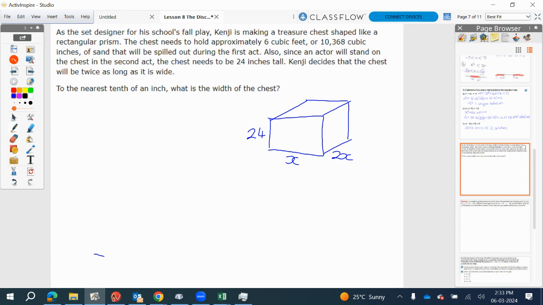So how do we calculate the volume of this shape? Length times width times height. So the volume equals length times width times height. So put the values in that we have.